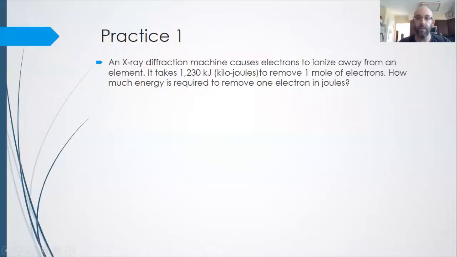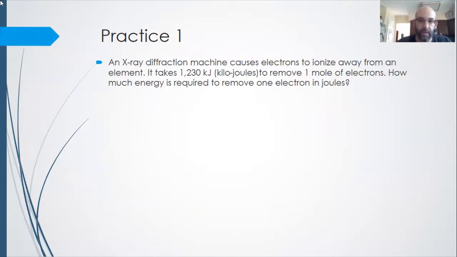Okay, so the first of the problems deal with the mole and factor labeling, unit conversion, and things of that sort. All right, so here's our first problem. X-ray diffraction causes electrons to ionize away from an element. It takes 1,230 kilojoules to remove 1 mole of electrons. How much energy is required to move 1 electron in joules?